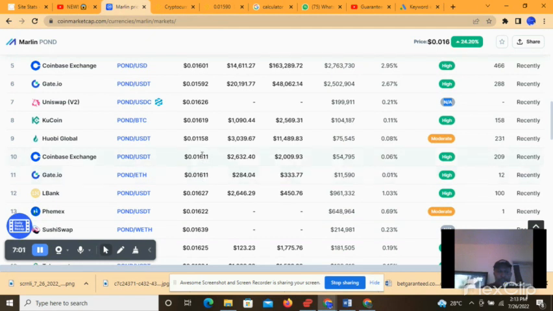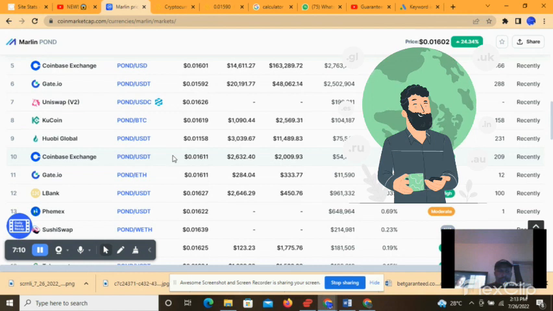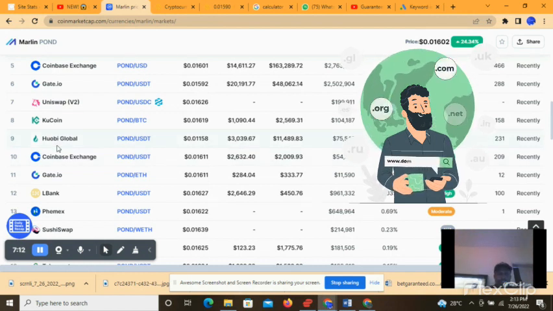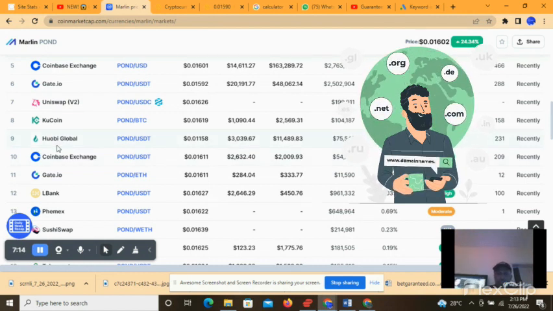Okay, moderate. Here we can also trade on Huobi very well. Huobi Global is a very reliable trading platform. The confidence level is moderate. It doesn't mean they cannot trade. They can definitely trade very well. So we have this as 0.01158. This is what this particular pawn is trading at right now.